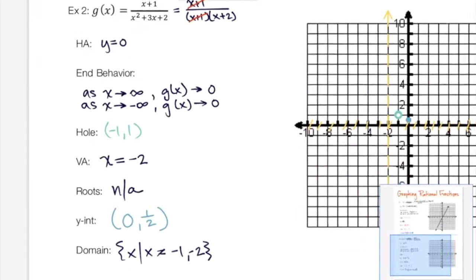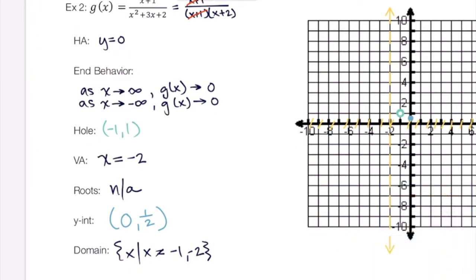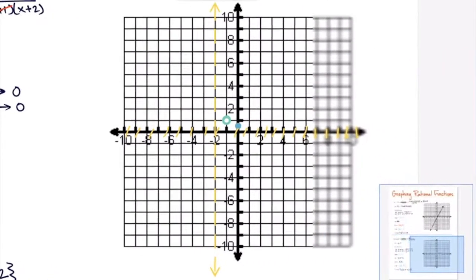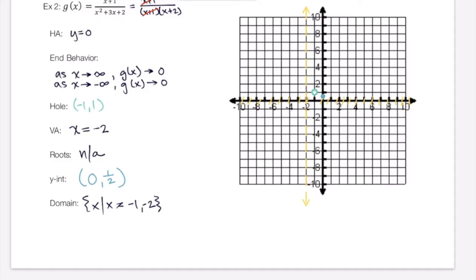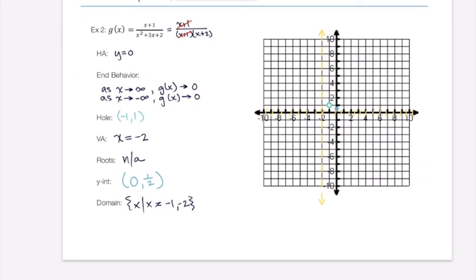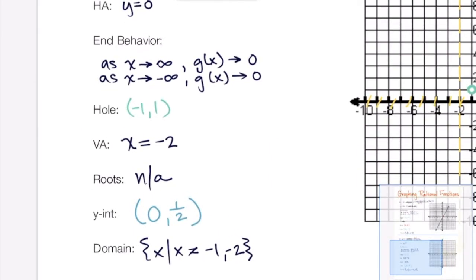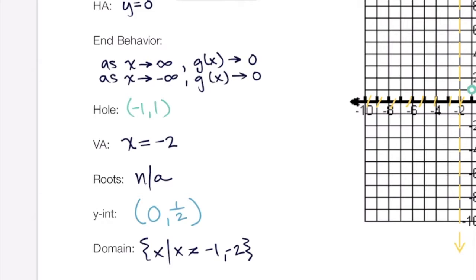Here's example 2. You should have a horizontal asymptote at y equals 0. I want you to notice how I wrote that on the graph. Since it's on an axis, you can go ahead and put those slash marks to indicate that there's an asymptote on the actual axis. Remember, end behavior is going to follow along with that horizontal asymptote. So g of x is going to approach 0 as x approaches positive or negative infinity.